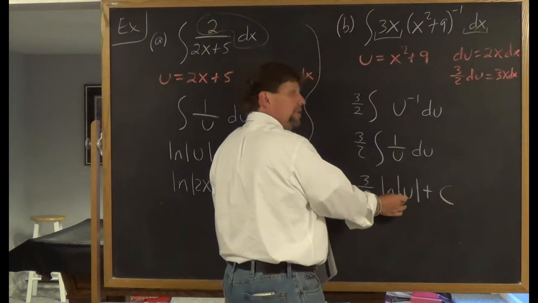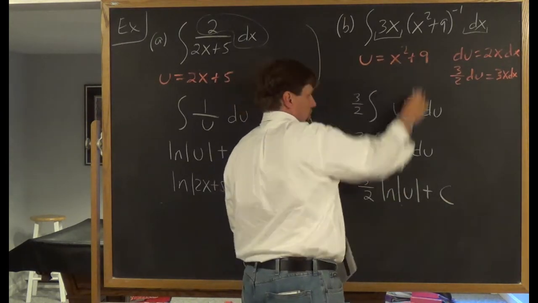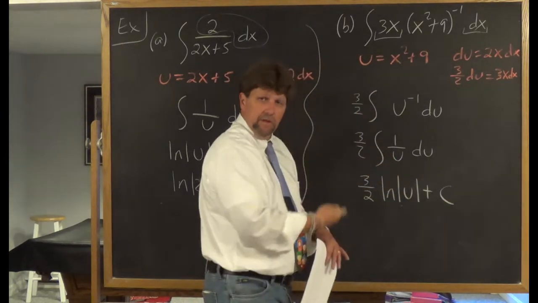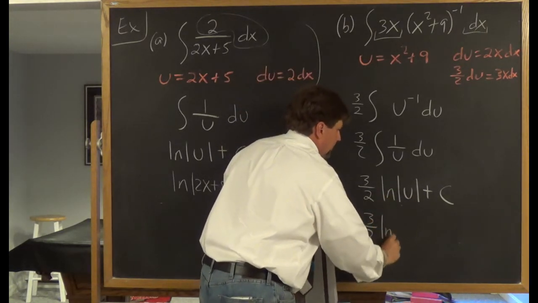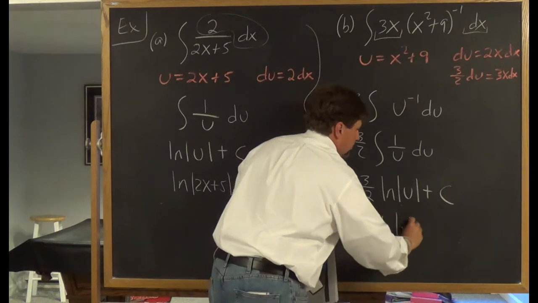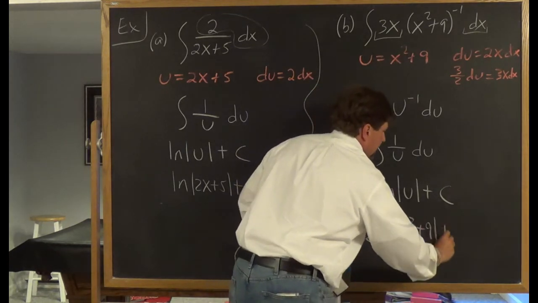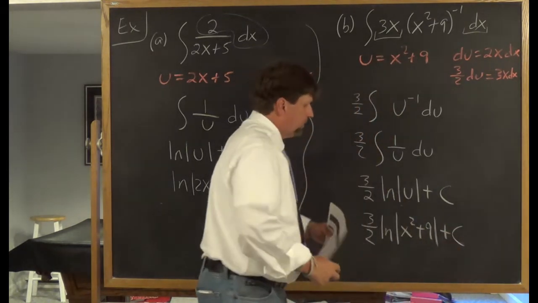And then we resubstitute for our u. So x squared plus 9 is u. So we substitute that back in here for u. And we get 3/2, the natural log, absolute value, x squared plus 9 plus c.